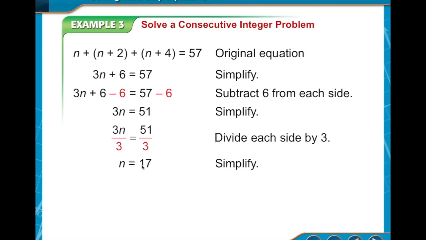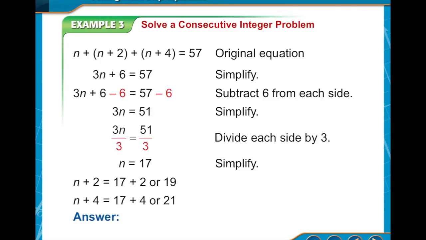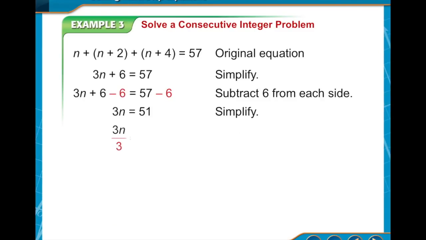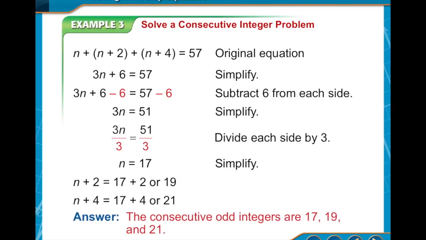So if the first odd number is 17, that means the next one is 19, and the third one is 21. So the 3 consecutive odd integers must be 17, 19, 21. If you're confused about the vocabulary, consecutive just means they have to come one after the other, right, in order. So there's our solution. The consecutive odd integers are 17, 19, and 21. So we will see a few problems like this in this section.